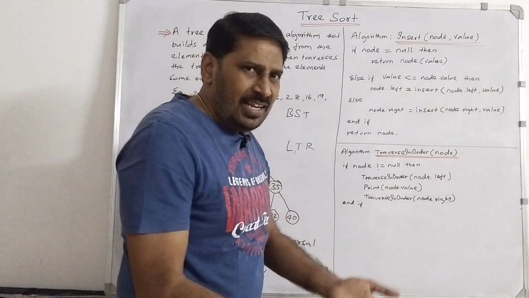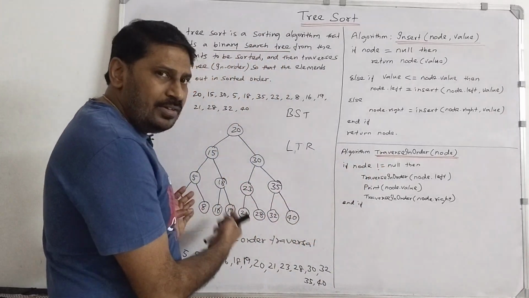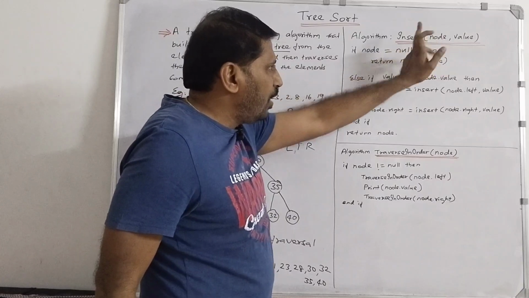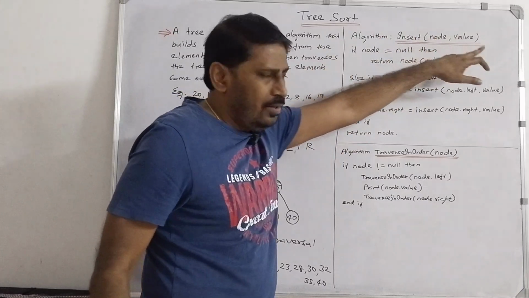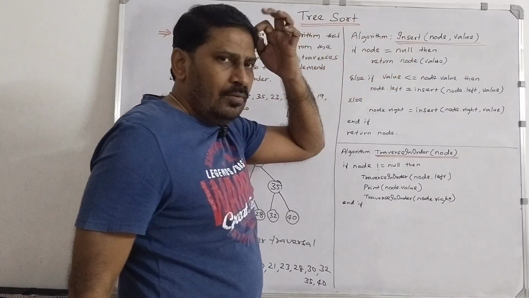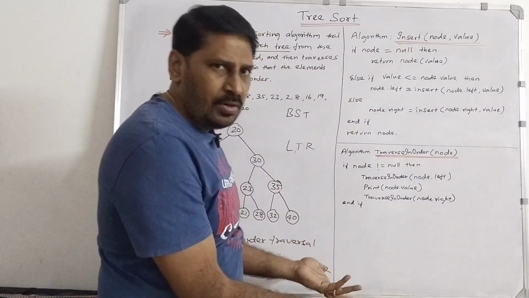One is inserting an element. So we already have an idea how to insert. Inserting an element, that is, there are two parameters we are giving, two variables. One is node, another one is value. So if node equal to null, what does it mean? If node equal to null means there is no tree in that.